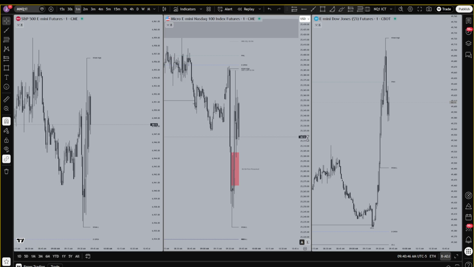I was hoping NFP would have given us a data high and low, but NFP did nothing. The candle didn't even look like a news candle. Really? I didn't even check, honestly.